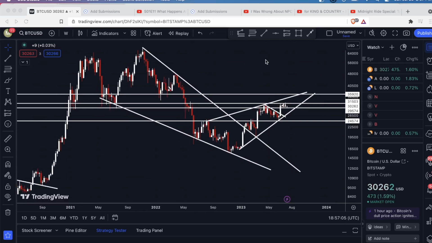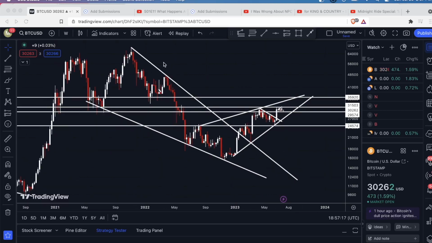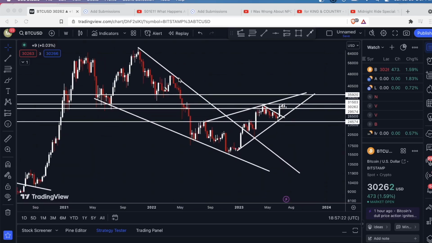Hey guys, this one's going to be a quick video, but there's something I want to show you on the Bitcoin chart. So just to recap, I want to give you an overview of where we are before I get into what I want to show you. I have the weekly chart open, BTC, and I know this looks like a lot of lines, but these are all the most important levels.